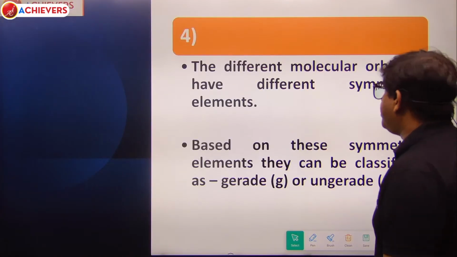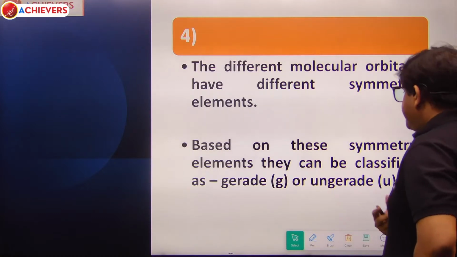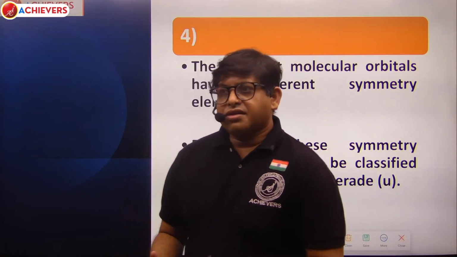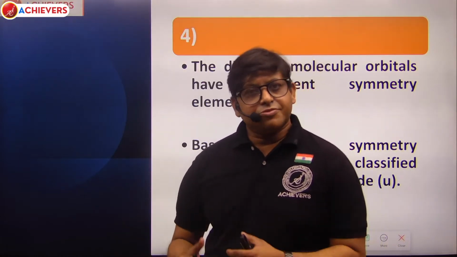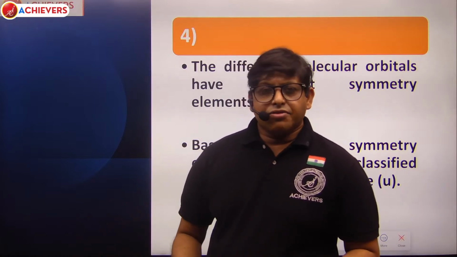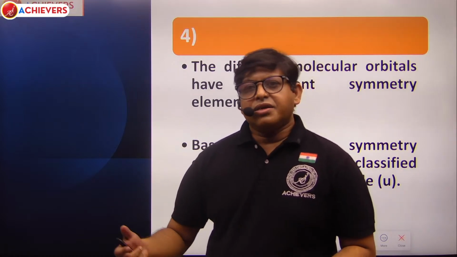So that is the third point. Now what is the fourth point? The different molecular orbitals have different symmetry elements. Some are symmetrical with respect to sign under inversion, and this is called gerade, and some are not, which is ungerade. We'll come to that later also.